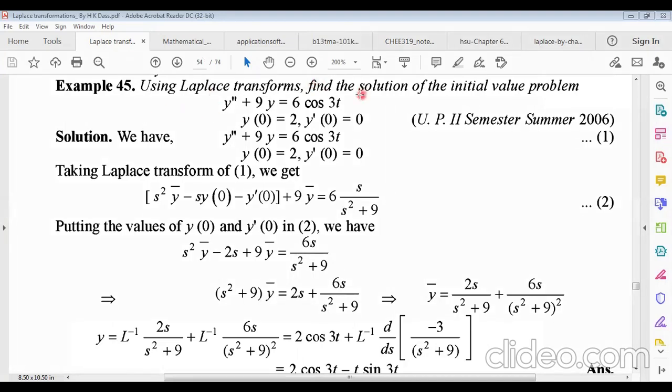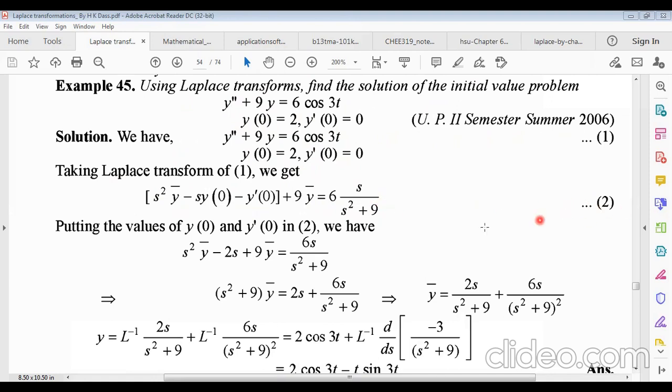Now using Laplace transform, find the solution of the initial value problem. Same second order differential equation: second derivative of y(t) plus 9y equals 6 into cos 3t, and two given initial conditions. So we have this differential equation with initial conditions. Now taking Laplace transformation of equation 1, this is equation number 1. The Laplace transformation of the double derivative of y(t) will be this, and 9 into the Laplace transformation of y(t) will be y bar, and 6 into the Laplace transformation of cos 3t is s divided by s square plus 3 square.